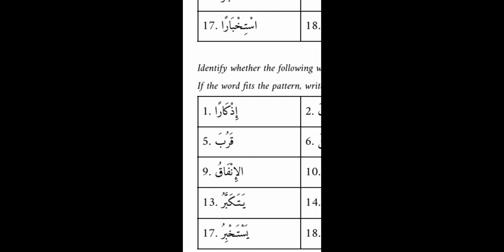Karuba. Is this a fail or an ism? It's a fail. Yes, it is a fail. How did you see it was a fail? Because there is no tanween and no al here. Yes, and if it was an ism, it would have been in the nasab status, but there's nothing before it that's making it nasab. So we know that the past tense huwa version always ends in a fatha. Past tense huwa version. Okay.